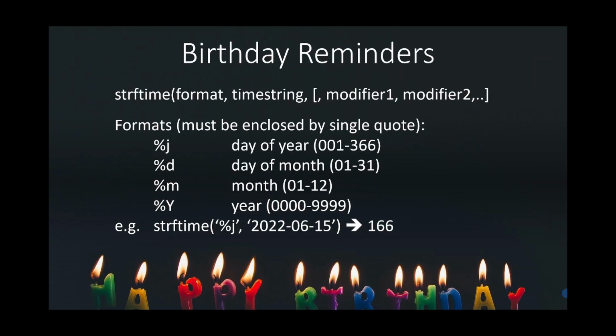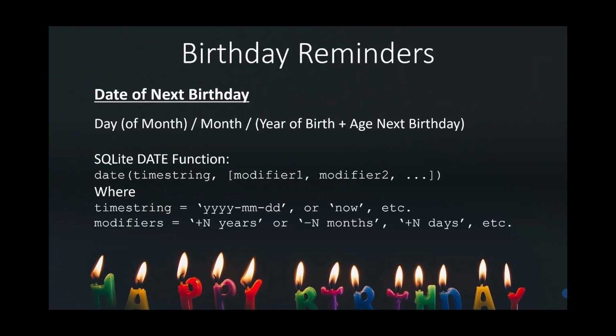%d, which is the day of the month. %m, which is the month, 01 to 12. And %Y is the year, and that goes 0000 to 9999. So, for example, strftime, brackets, %j, comma, today's date, 15th of June 2022, will give an answer of 166.